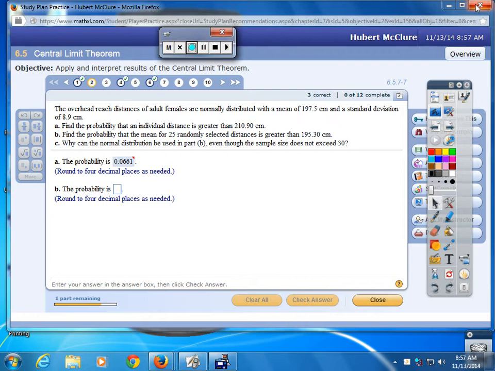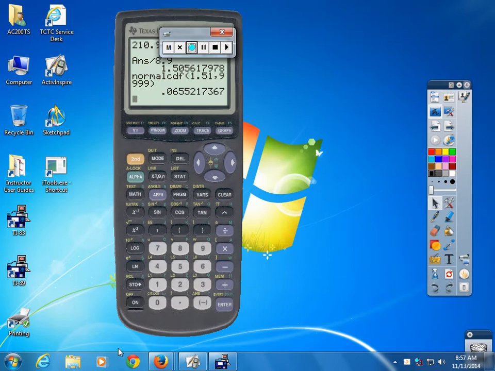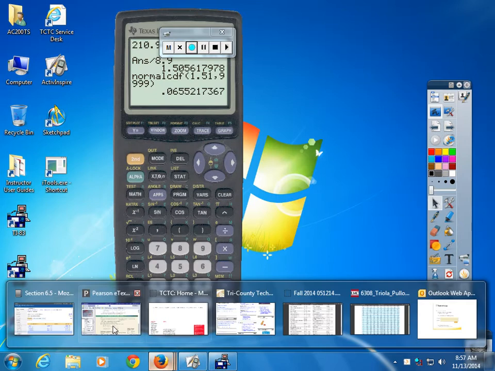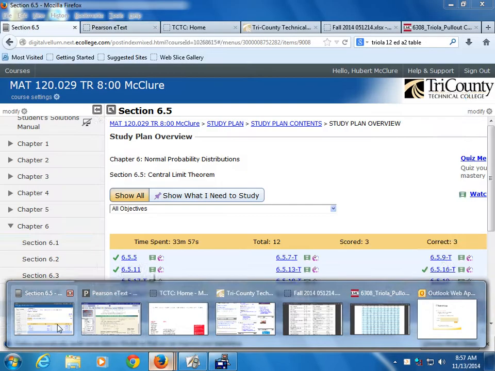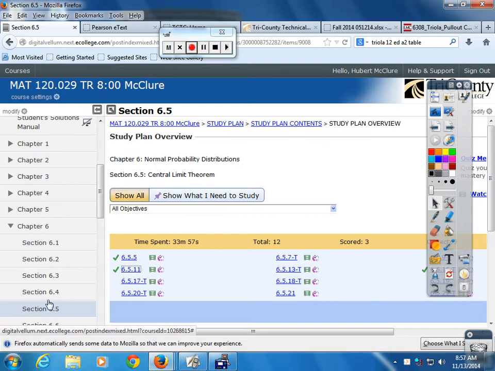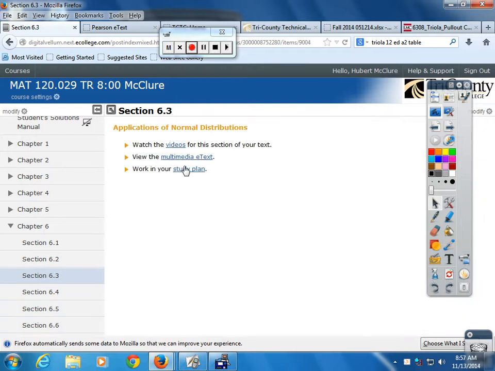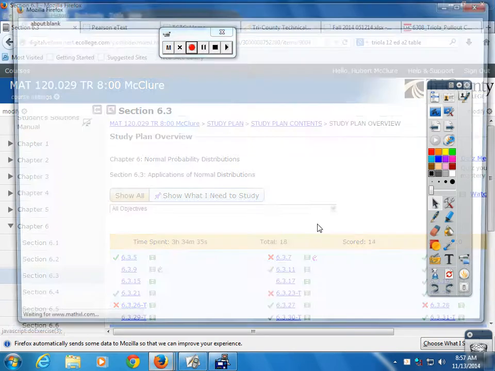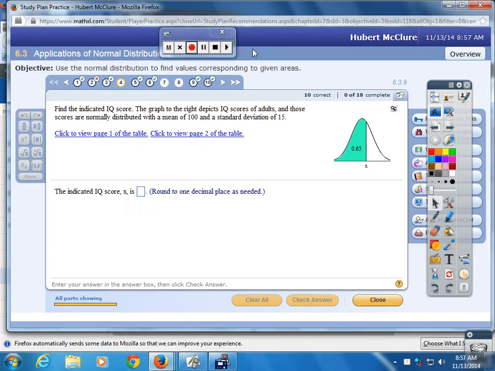I tell you, is today Friday the 13th? I suck. Well, that's all right. We did the first one. The first one is 6.3, so don't worry about it. The A was. No, I didn't do it intentionally.